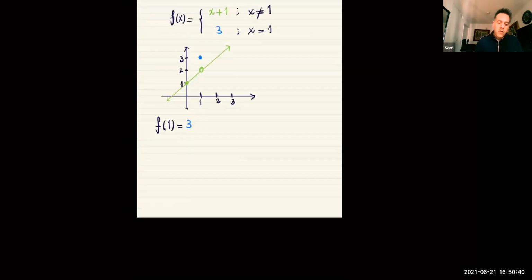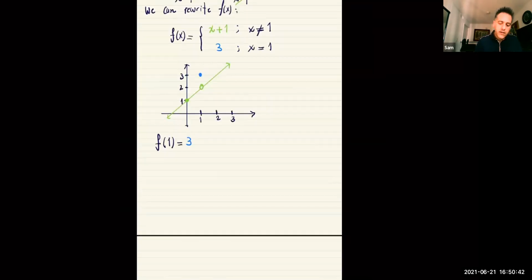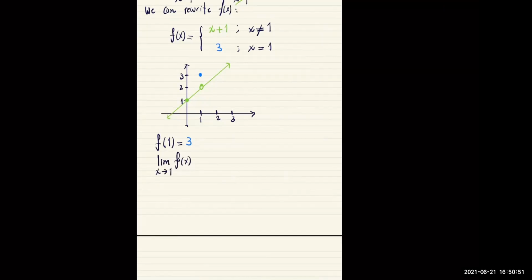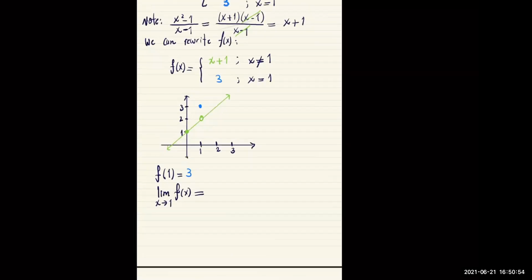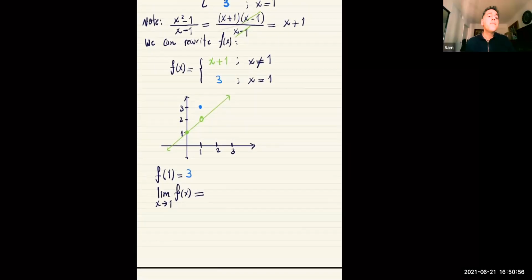But what about the limit? Limit of the function as x gets close to 1. 2, right? True. 2. It's true. Very good. Just look at the graph. This is really no math. You're just looking at the graph. That's all you're doing. We are not solving these mathematically yet. We are just looking at them graphically.